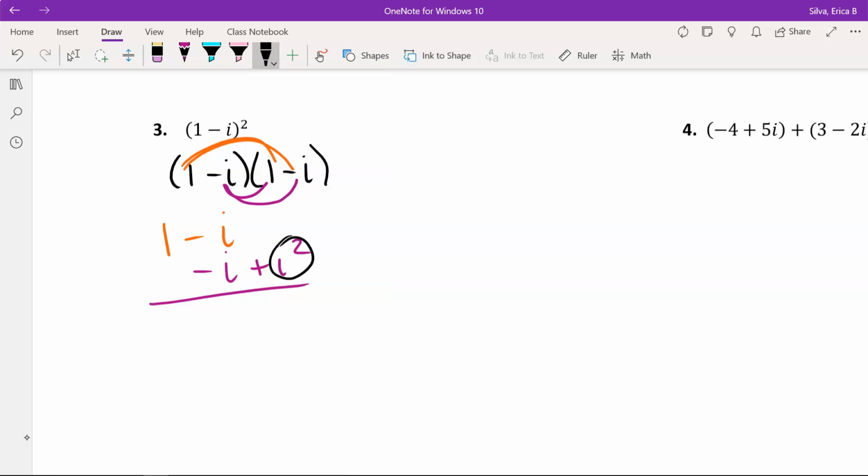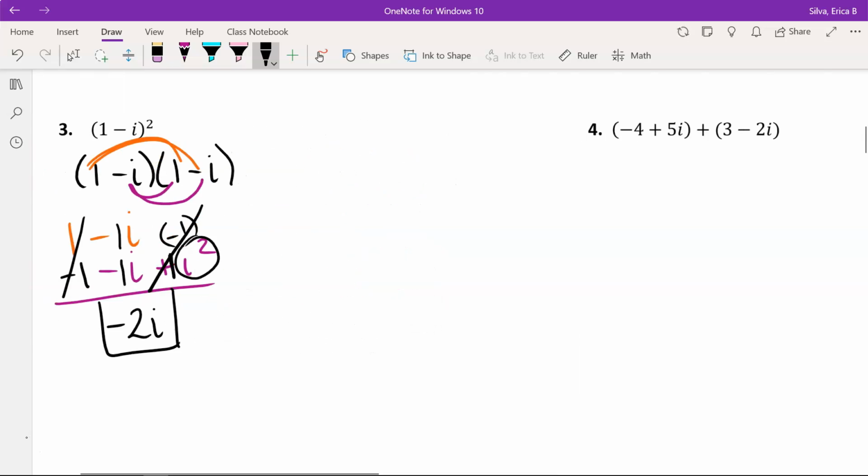Remember, this i squared changes to a -1, which means we're going to change that +1 into a real number. -1 times +1 is -1. Cross it off, and now we're going to add. 1 minus 1 gives us 0. -1i plus -1i gives us -2i.